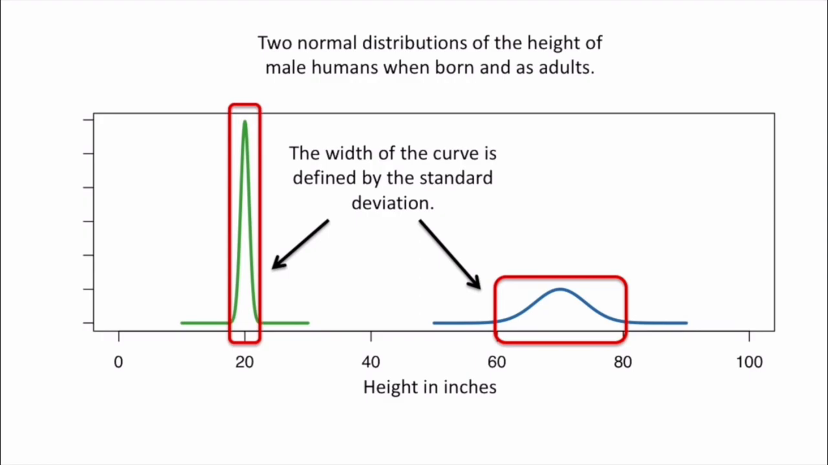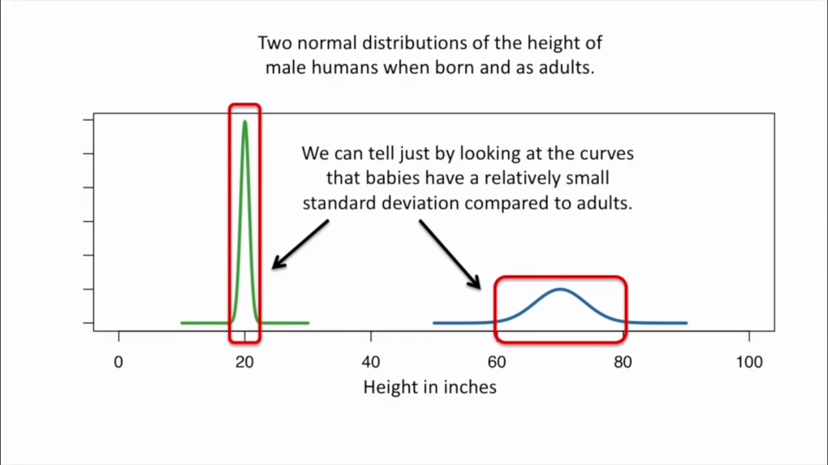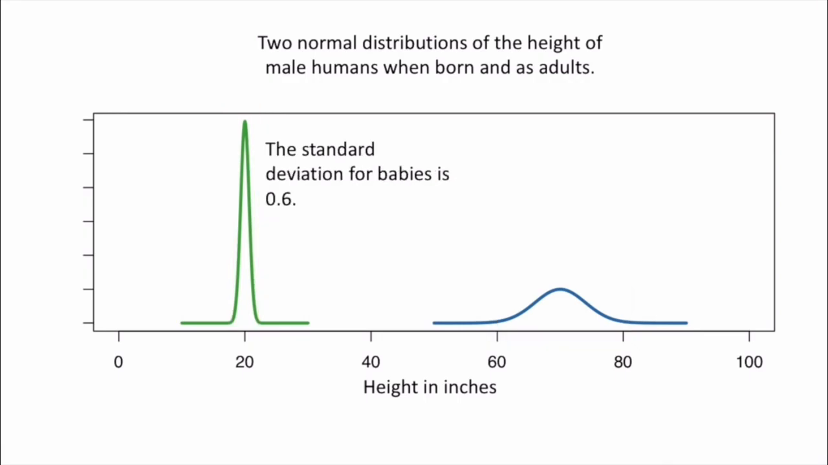The width of the curve is defined by the standard deviation. We can tell just by looking at the curves that babies have a relatively small standard deviation compared to adults. The standard deviation for babies is 0.6. The standard deviation for adults is 4.